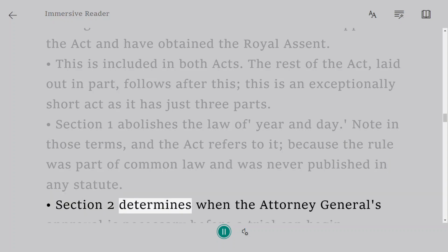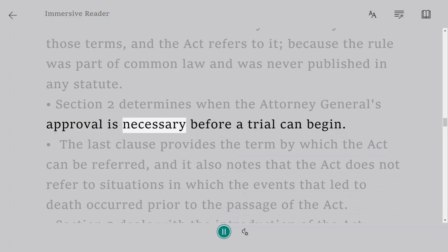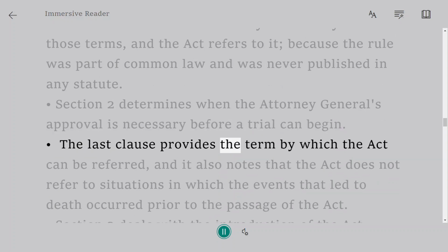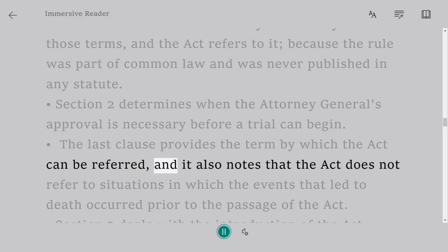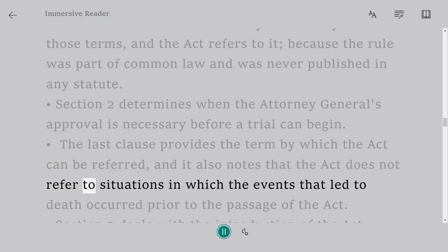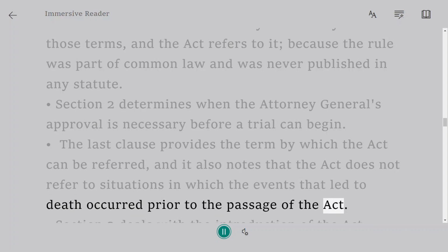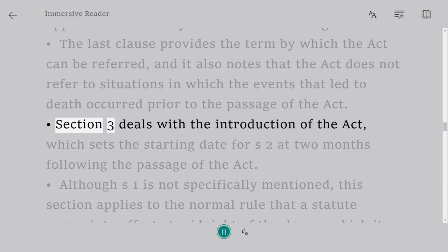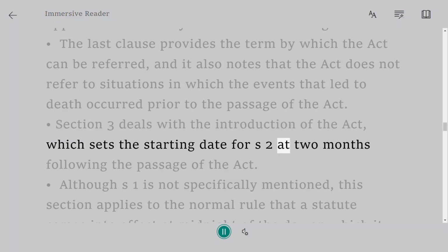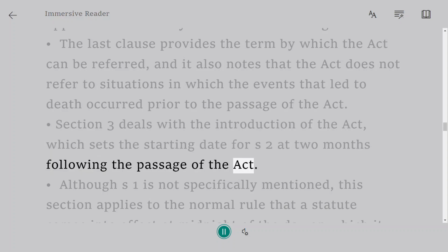Section 2 determines when the Attorney General's approval is necessary before a trial can begin. The last clause provides the term by which the Act can be referred, and it also notes that the Act does not refer to situations in which the events that led to death occurred prior to the passage of the Act. Section 3 deals with the introduction of the Act, which sets the starting date for S2 at 2 months following the passage of the Act.